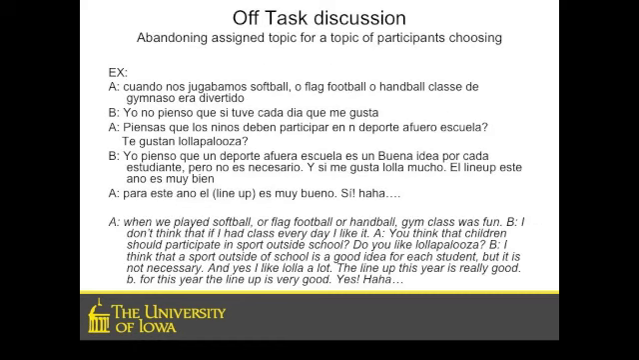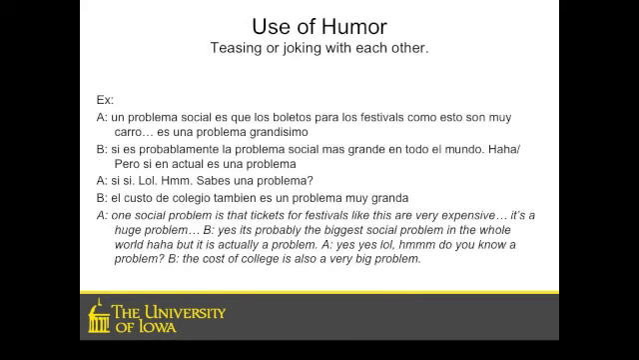The second interactional strategy found in the data is off-task discussion, or when the participants abandon the assigned topic for a topic of participants' choosing. One example below describes how, during a conversation about sports in gym class and children's participation, they began talking about Lollapalooza and this year's lineup. Also evident as an interactional strategy was use of humor or teasing or joking with each other.